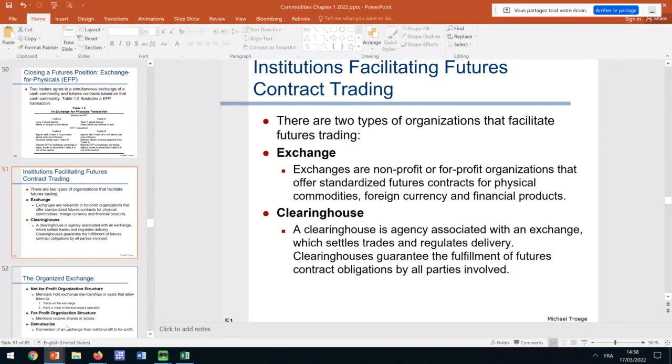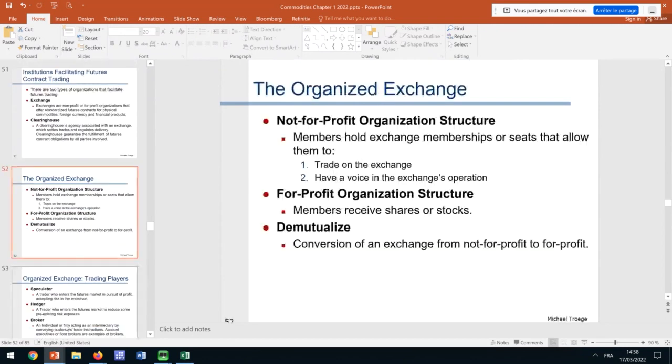This is where you go when you buy a contract. And then you have the clearinghouse, which is the institution that looks at your margins and that settles day to day the losses and gains of everybody.